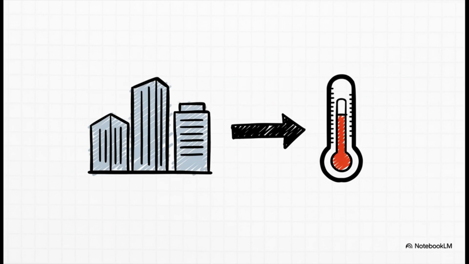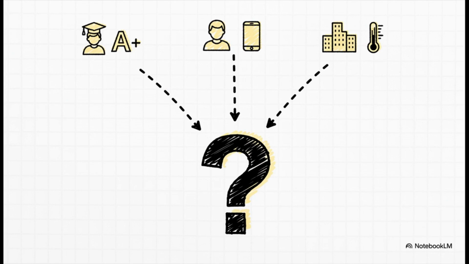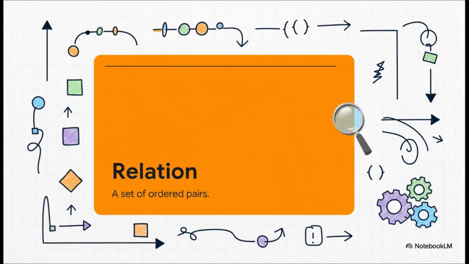And for our last one, just picture the link between a city and its temperature at any given moment. So in all three of these examples, we're just looking at a really clear, distinct connection between two pieces of info. You see the pattern now? So a student and a grade, a person and a phone number, a city and a temperature, all of these pairings, they all share the exact same underlying structure. And you guessed it, in math, we've got a formal name for these kinds of connections. It's called a relation. And the definition? It's almost shockingly simple. A relation is just a set of ordered pairs. That's it. It's just the fancy mathematical way of saying, hey, these two things go together.